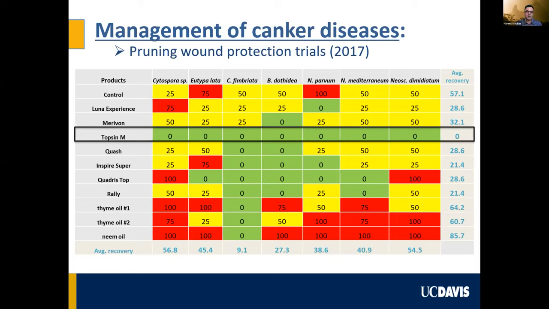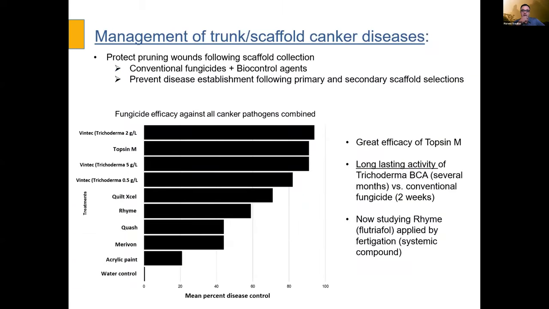Thiophanate-methyl allowed, in most of our trials, anywhere between 80% to 100% disease control. So that's one of the first products that was really highlighted in our trials. But we also looked at mixed fungicides or other fungicides. This summarizes some of the findings we had over the years, but Topsin-M all the time provided great control. We were also really excited to find that some natural biocontrol agents such as Trichoderma products also provided great control, as good as Topsin, up to 80-90% sometimes of the pruning protection.